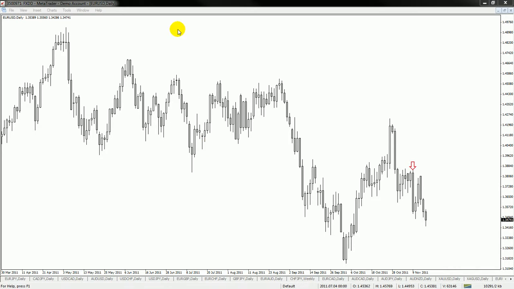This is the Euro US dollar daily chart. You'll notice I don't have any zones drawn on the chart, so there aren't any horizontal support and resistance zones. That's because I just want to concentrate on the price pattern here. I don't want to have the zones drawn on the chart. But the important thing to note is that there was a bearish big shadow right here.